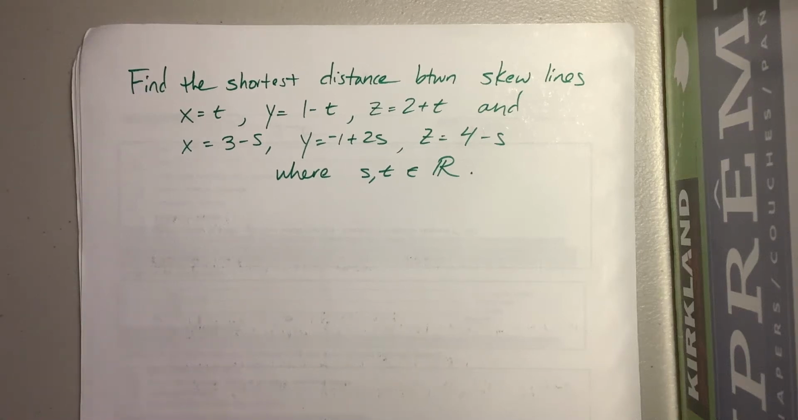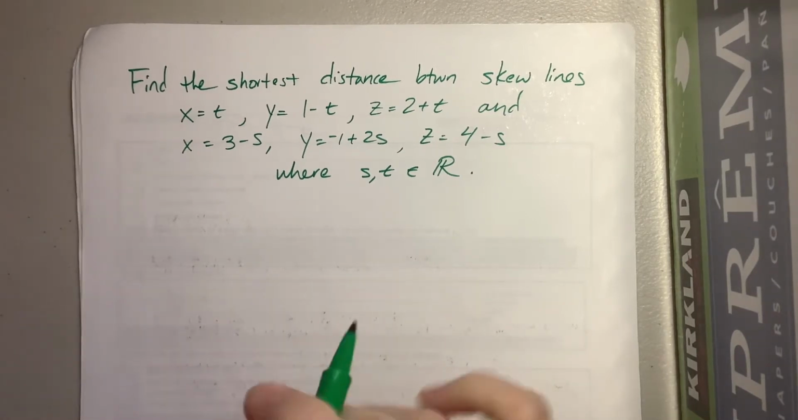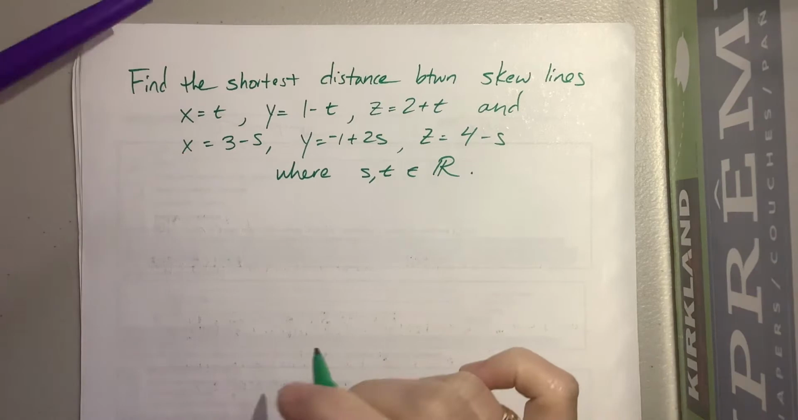Okay, in this problem, we're going to find the shortest distance between skew lines. This has proven to be, well, when I first started teaching this, I thought this was a very challenging problem, and it took me a long time to understand it, and now I just think it's fun. So it's hard, it's difficult, it takes a lot of thought, so hang with me, and I'm going to do the best I can to explain it.